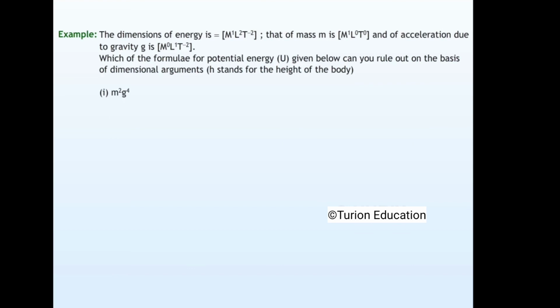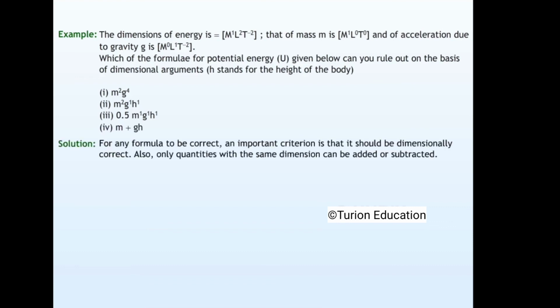First, M2, G4. Second, M2, G1, H1. Third, 0.5 into M1, G1, H1. Fourth, M plus GH. Solution. For any formula to be correct, an important criteria is that it should be dimensionally correct. Also, only quantities with the same dimension can be added or subtracted.